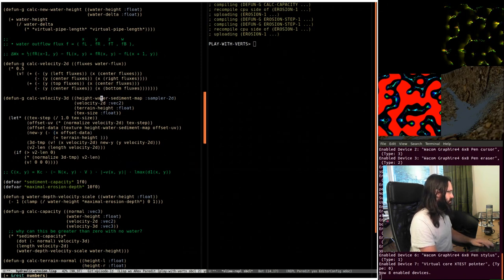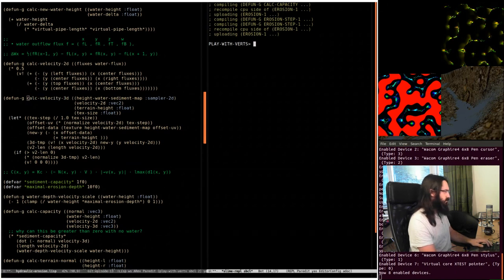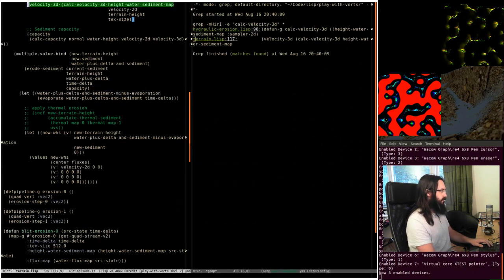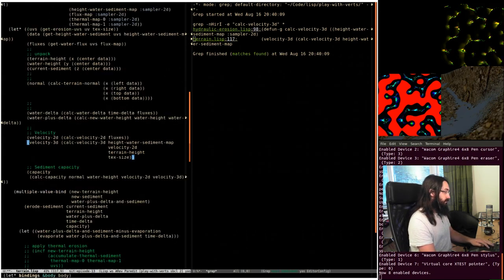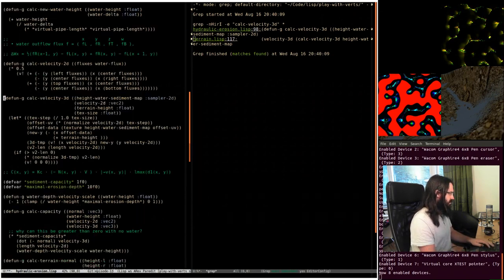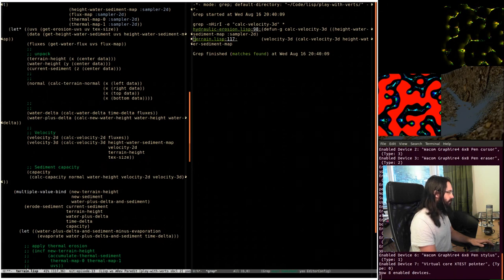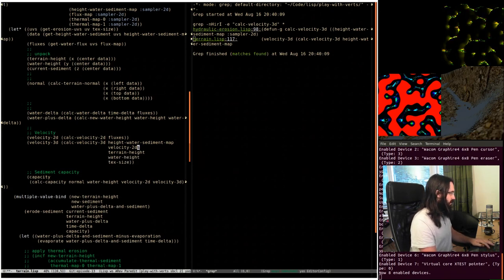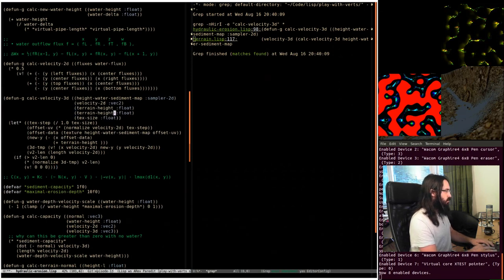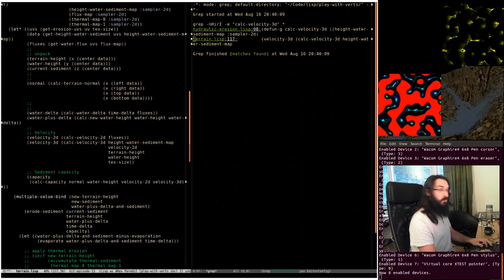Okay, so terrain height's being passed in. Where is this called from anyway? Can I do that? Oh no, of course I can't, because a GPU function doesn't work in quite the same way. Get height, water, sediment, UVs. Let's just have a look at that again. Let's also pass in the water height. It's the simplest way to get something going. So terrain height, and we'll get the water height for the current cell. And then we'll add terrain height to water height. And then down here we'll use it.